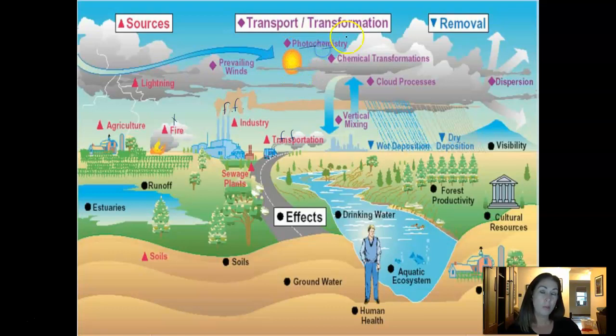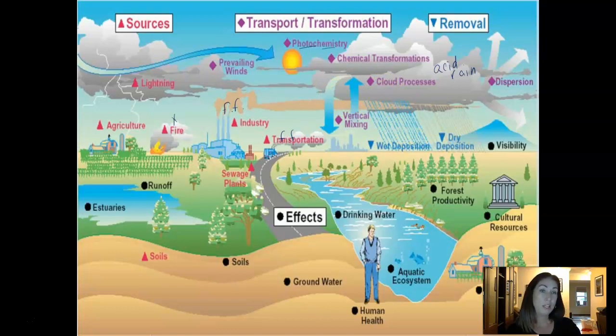Now we're going to talk about how the sun might change some of our air pollutants. There are some pollutants that are only created in the presence of light. We call that photochemistry or photochemical reactions. We have reactions that go on in our clouds to form acid rain. And then how it comes out of our atmosphere is mostly through deposition, so through rain, or it can also be dry deposition.